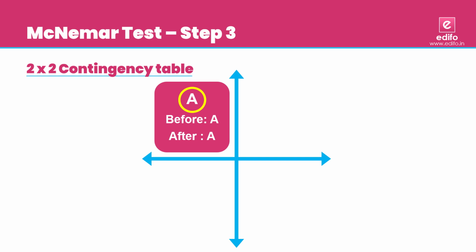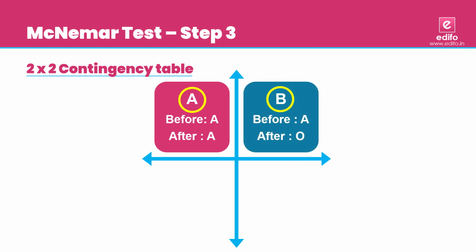Second column is something different. How many are shifted from A to other brands? That means before the advertisement campaign, some people are using brand A, but after the advertisement campaign, they are shifted to other brand. This is due to the negative impact of advertisement campaign that may happen. So this is the second column, the column B.